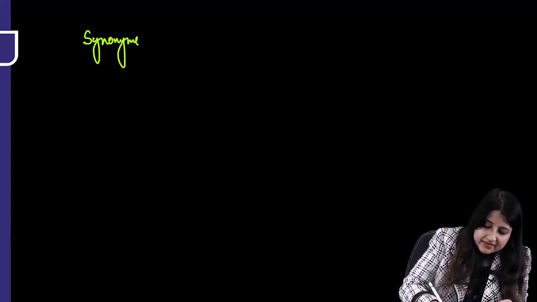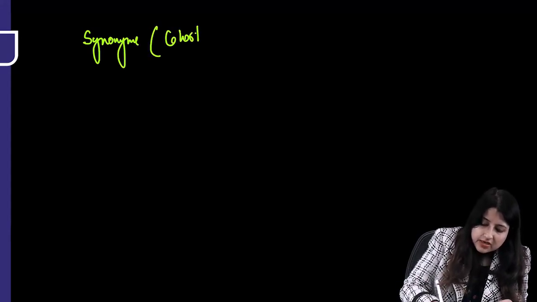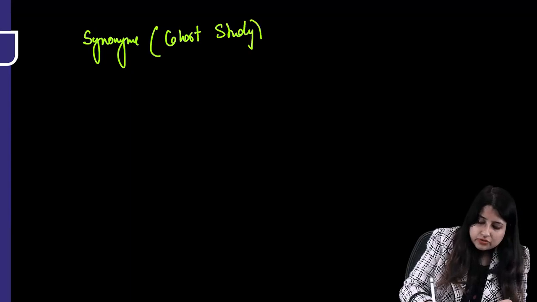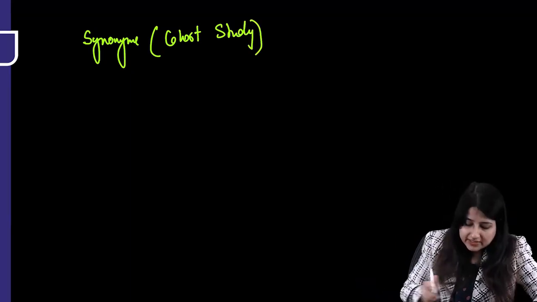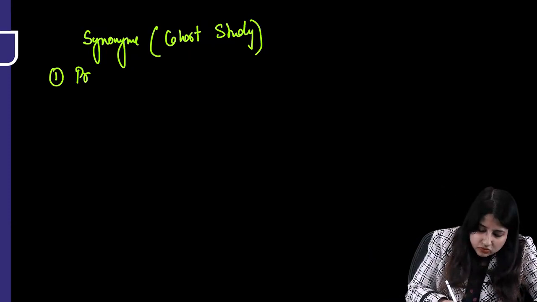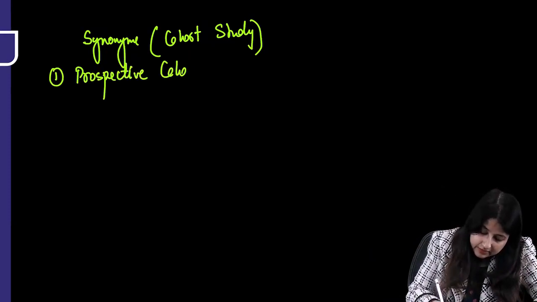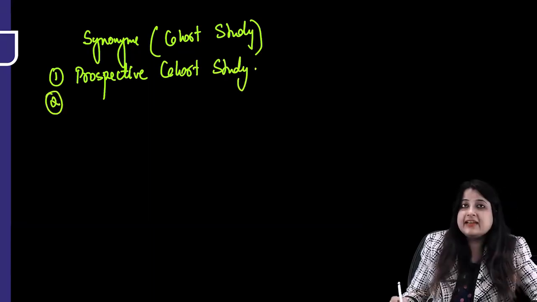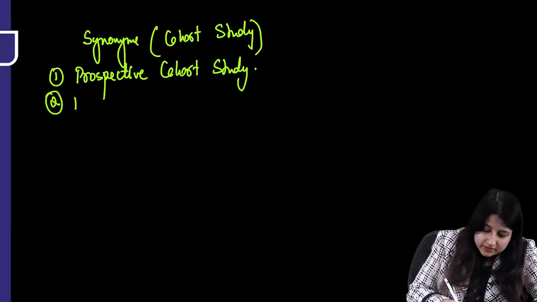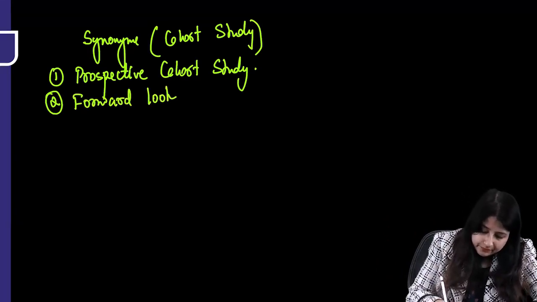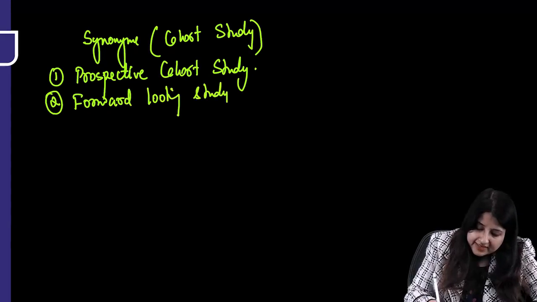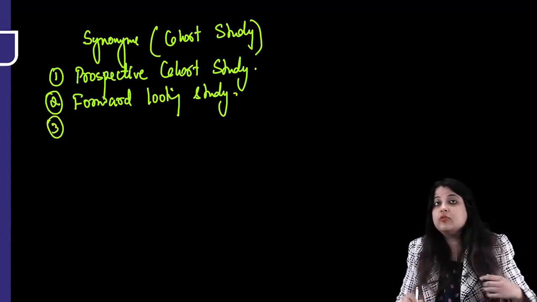So what are the synonyms for a cohort study? Like you saw, you were moving forward with time, so it is known as prospective cohort study. Second thing, you're moving forward, so forward looking study. Third thing, you're moving from what?